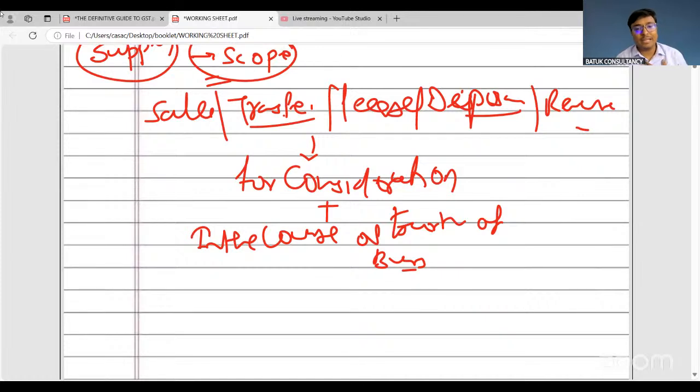Just as the government thought about persons who are not doing certain things in the course or furtherance of business, one more important point is there. Government has inserted one condition, that is, for a consideration or in the course or furtherance of business.